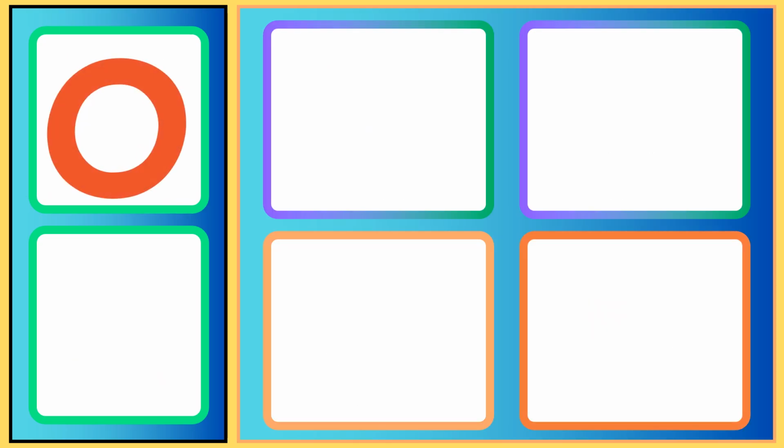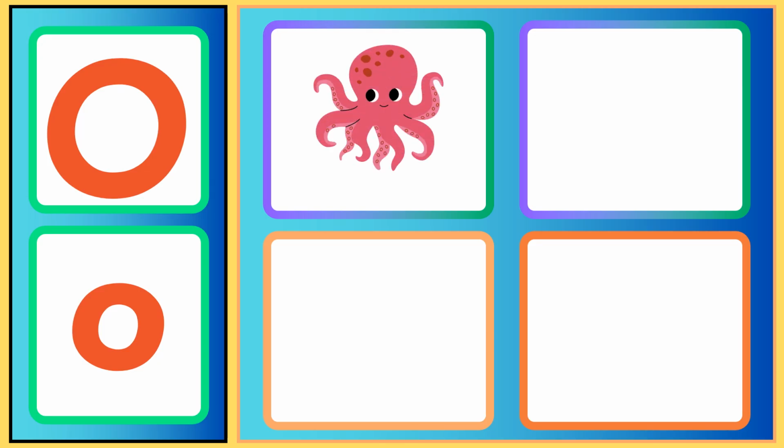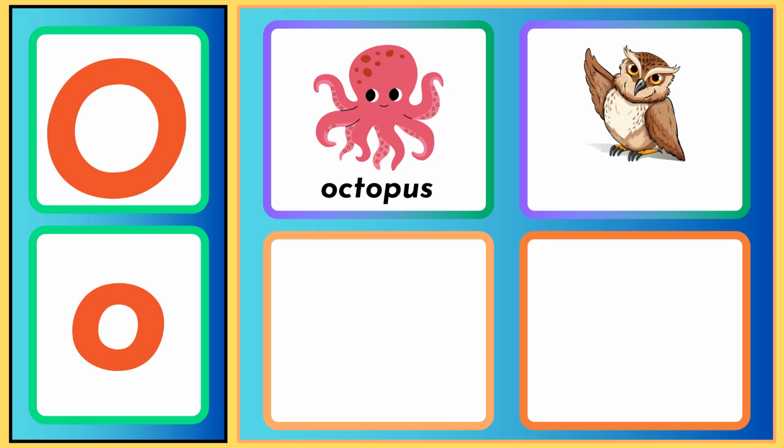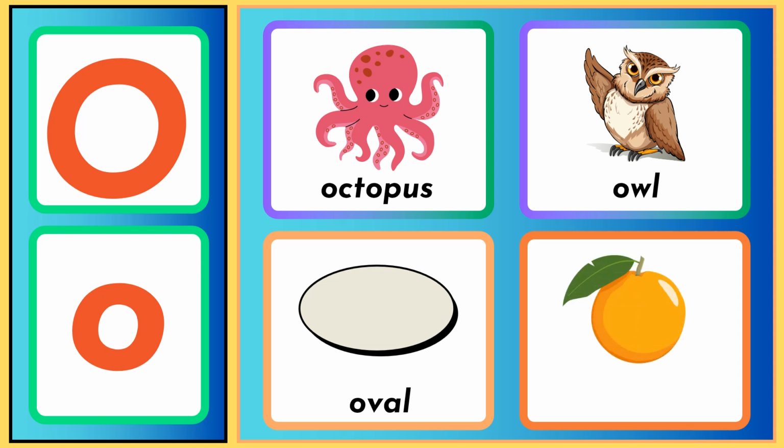Capital letter O, small letter O. O says O. O, octopus. O, owl. O, oval. O, orange. O.